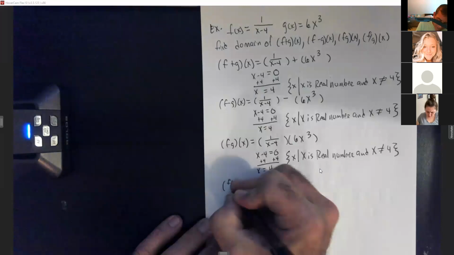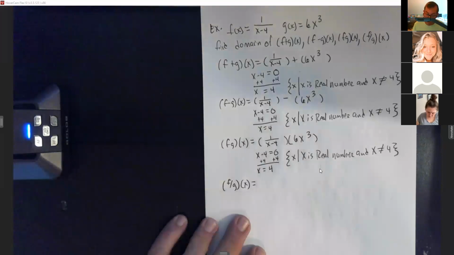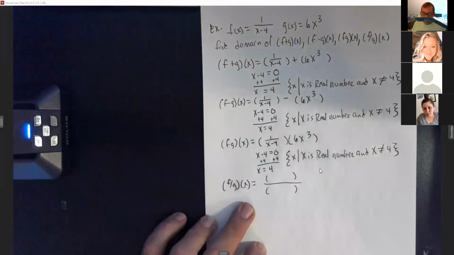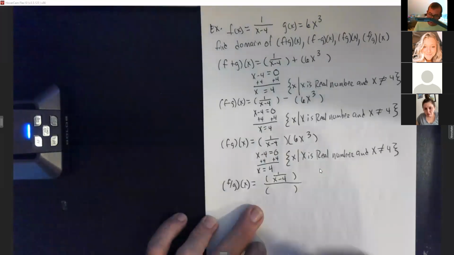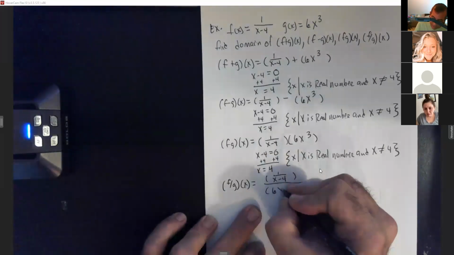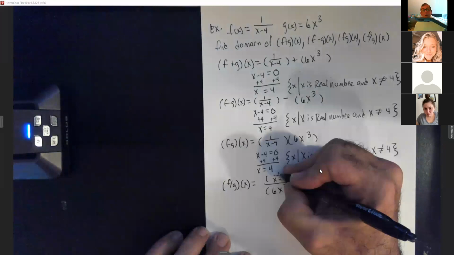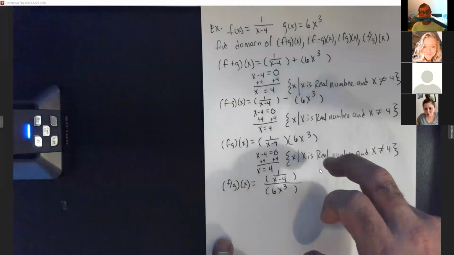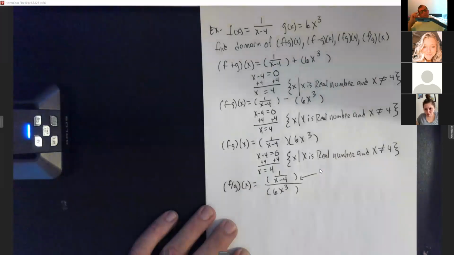Now, let's see what happens on this f divided by g. F on top divided by my g. So let's see, my f was 1 over x minus 4. My g was 6x to the third. So this gives me what I call a complex fraction. A complex fraction is a fraction within a fraction. So I'll tell you, the first thing that bugs me is that fraction on the top.